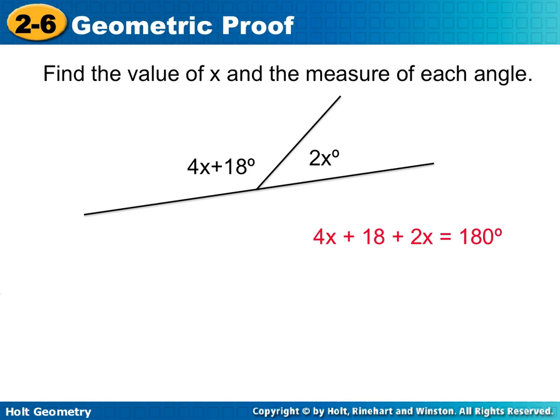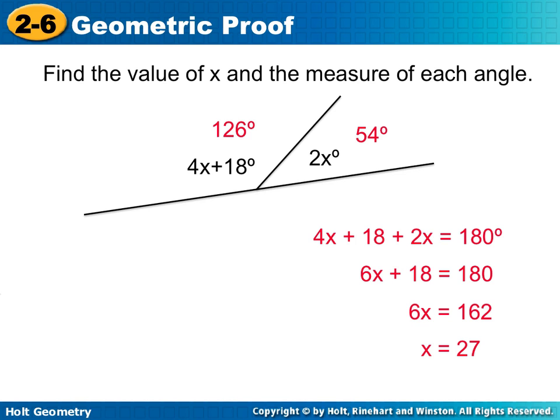Did that right, let's see, solving, 6x plus 15, x was 27. Okay, now the directions also said, and find the measure of each angle. So now if you substitute back up into the problem, I got 54 degrees and 126 degrees. Did those end up supplementary? Did they add up to 180? Notice, yes, they did.